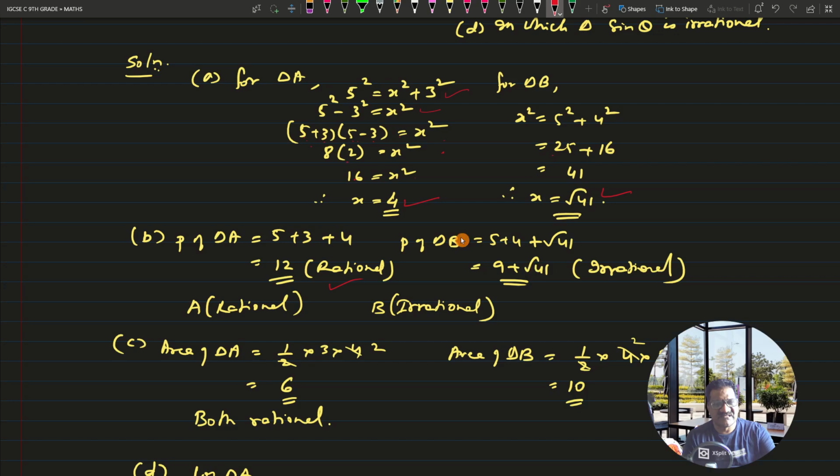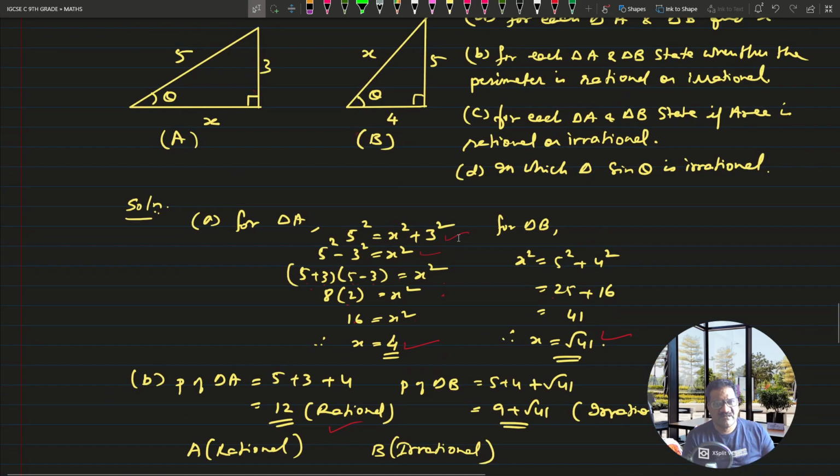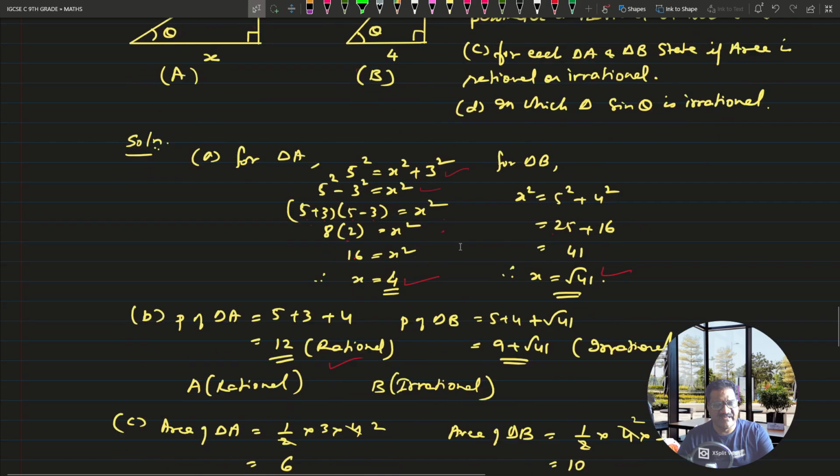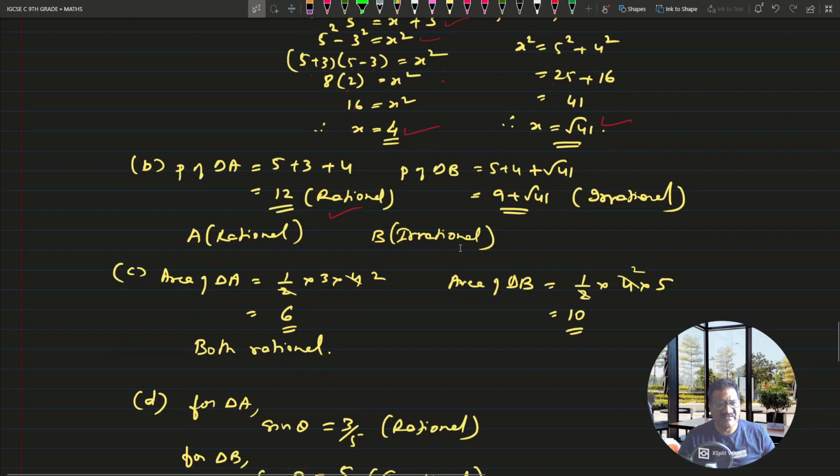Now coming to part C of the question. For each triangle A and triangle B, state if the area is rational or irrational. Now let us find the area of both A and B and see whether they are rational or irrational. So area of triangle A will be half into base into height. So half into 3 into 4. This 2 and 4 will cut and you will get 2 over here. 3 2s are 6. So this 6 centimeters square is the area of triangle A.